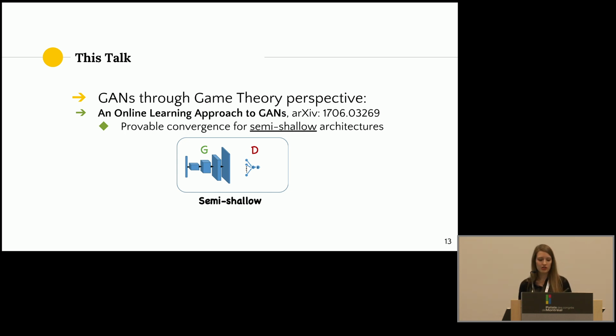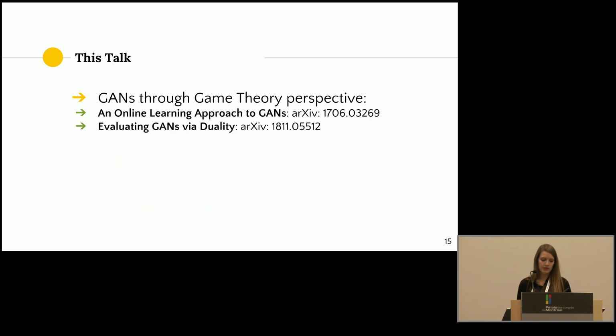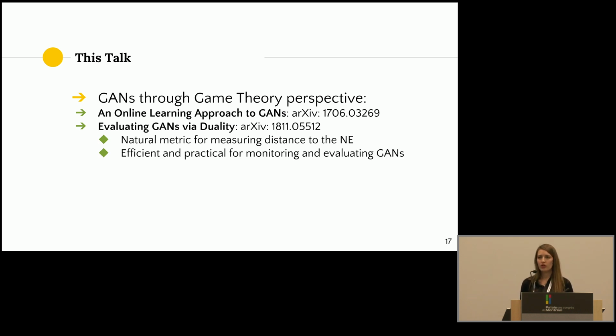Semi-shallow architectures are GANs in which the generator is general, so it's a deep network, and the discriminator is concave, so it's just a single-layer neural network. Based on this, we develop efficient heuristic for training deep models, which exhibits better performance and convergence properties in practice. In the second part of the talk, I will focus on the evaluation problem for GANs and argue that the duality gap is a natural metric for measuring the distance to the Nash equilibrium and can be used for monitoring the progress of the training of GANs. Both of these papers can be found on arXiv.